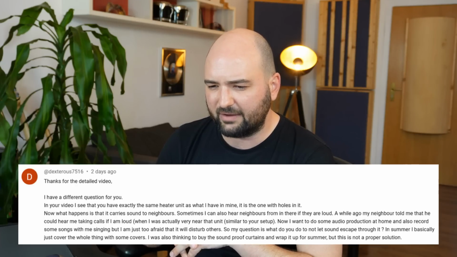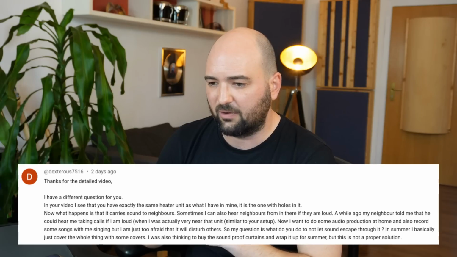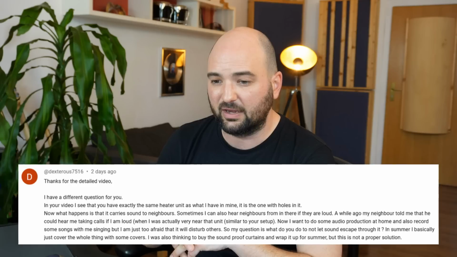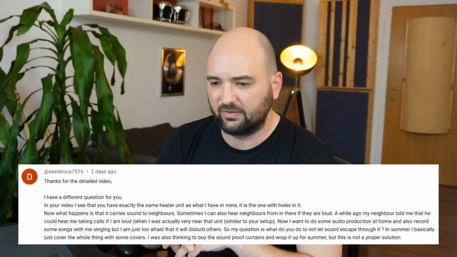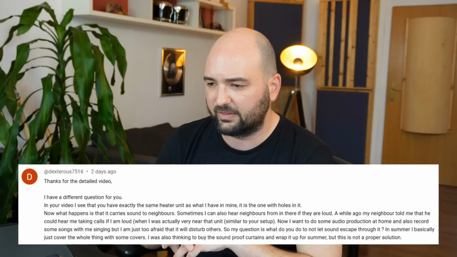Now what happens is that it carries sound to the neighbors. Sometimes I can also hear neighbors from there if they are loud. A while ago, my neighbor told me that he could hear me talking on calls if I'm loud, when I was actually very near that unit, similar to your setup. Now I want to do some audio production at home and also record some songs with me singing, but I'm just too afraid that it will disturb others. So my question is, what do you do to not let sound escape through it? In summer, I basically just cover the whole thing with some covers. I was also thinking to buy soundproof curtains and wrap it for summer, but this is not a proper solution.